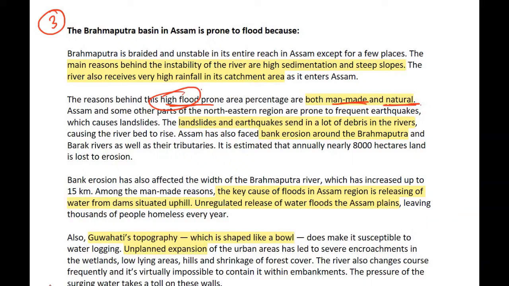One reason is the instability of the river, which is caused by high sedimentation. So there is a lot of sedimentation, and steep slopes.